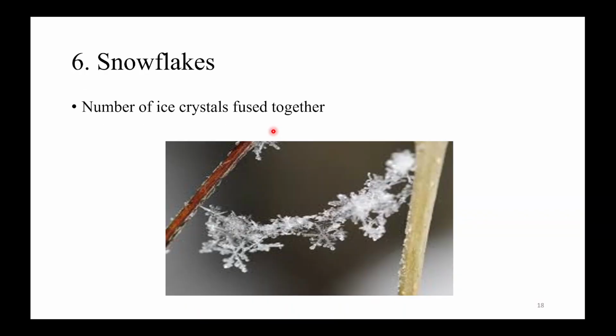Let's look at the next type of precipitation, which is snowflakes. Now, snowflakes, very beautiful, very common, are symbolic of Western festivals like Christmas. The number of crystals which are fused together, we'll call it a snowflake. As you can see, a number of ice crystals are fused together in these beautiful crystalline patterns. They are a snowflake.